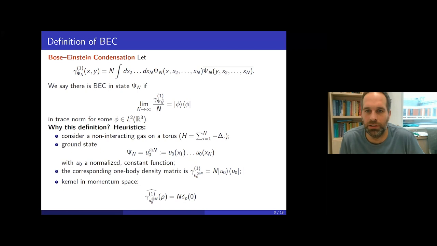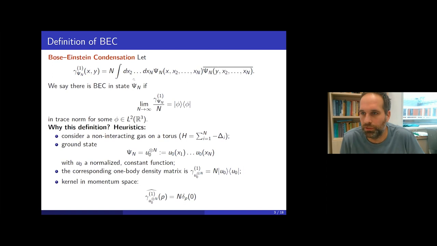If you look at it from an integral representation, it's exactly this expression, the first line. You take psi bar, and this tracing out is just the integration over x2 up to xn. And what is left over is a kernel which depends on the variables x and y. This is the integral kernel of the reduced one-body density matrix.